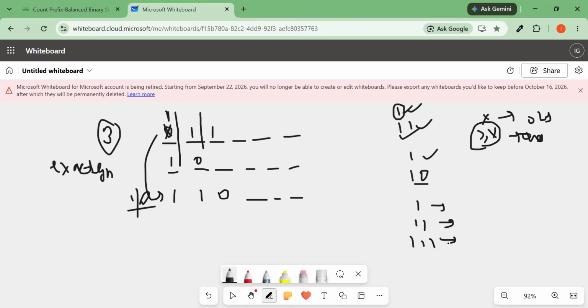X is 0, it is fulfilling. So it means we can put. Okay, let's start from this. Let's see this condition first.